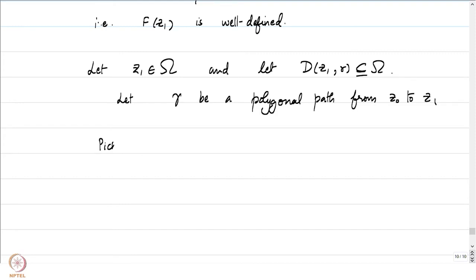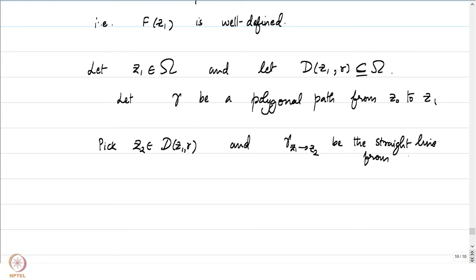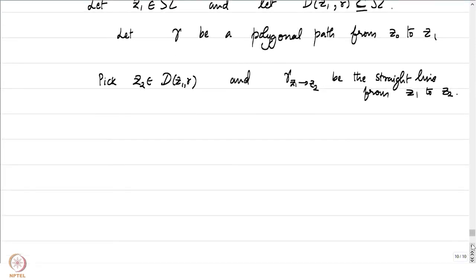Pick some point z2 in the disk of radius r around z1, and let gamma z1 z2 be the straight line path from z1 to z2. I'm going to use the operations on these curves quite freely, which I hope you are now comfortable with. Then gamma concatenated with gamma z1 z2 is a polygonal path, because it's a concatenation of polygonal paths. This is going to be a polygonal path from z0 to z2.